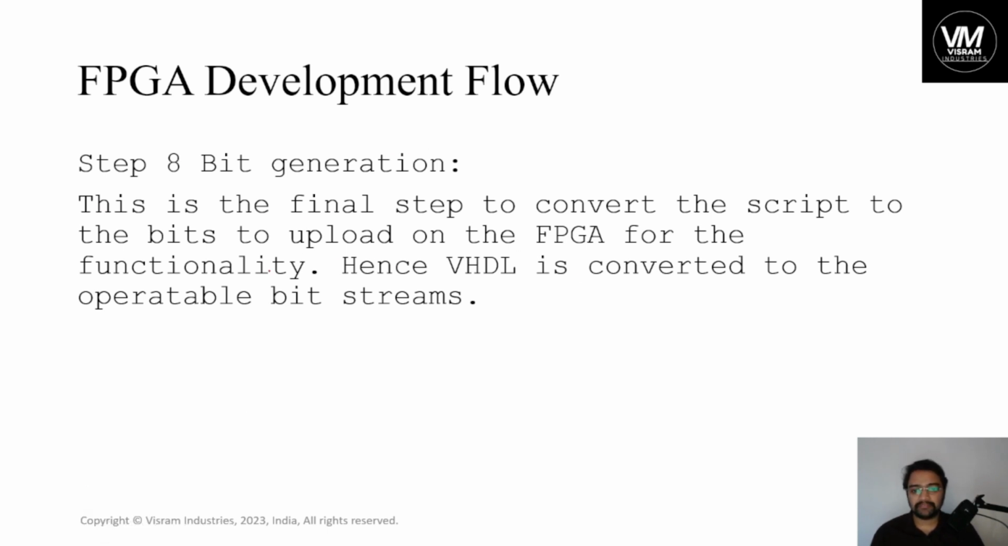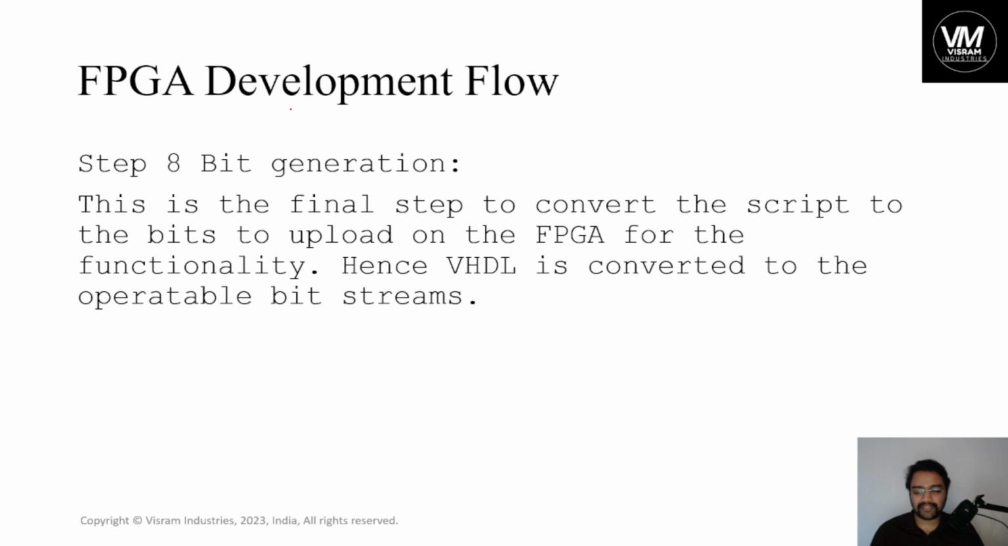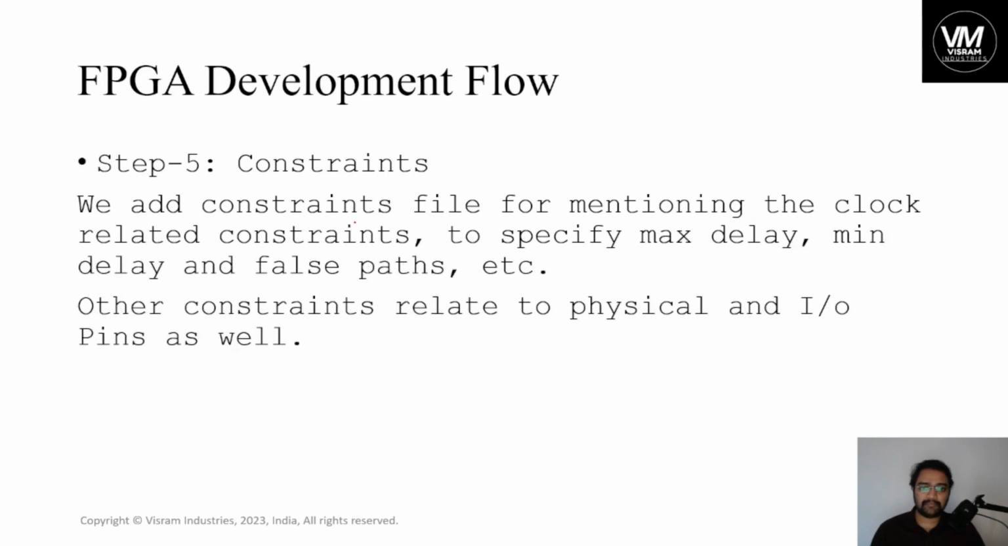In this bit stream generation, you can develop the bit stream file, and you can upload it onto the FPGA hardware. So export hardware. We have done this step as well in the previous lectures. Thus the entire FPGA functionality is developed onto the chip. This is a simple flow. Take a note of this entire flow diagram. It will be helpful for you.